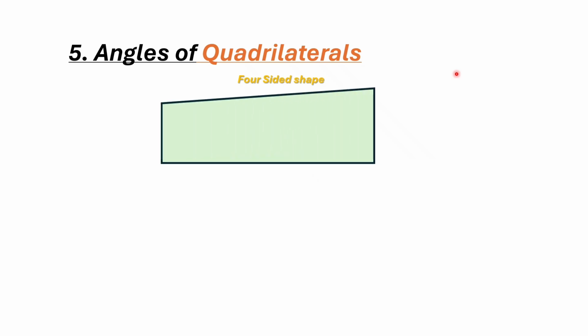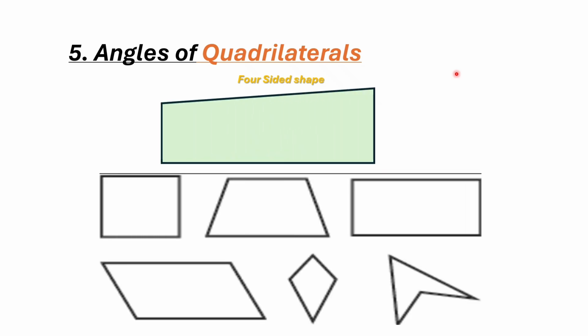Angles in quadrilaterals. What does quadrilateral mean? It's just a four-sided shape. Any four-sided shape is called a quadrilateral. They all have four sides: 1, 2, 3, 4. So the angles in them add up to 360.